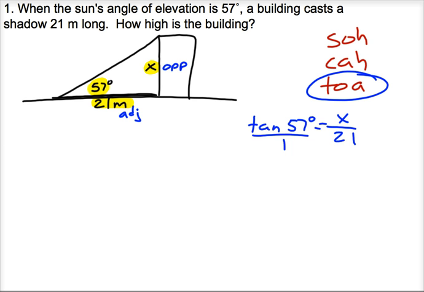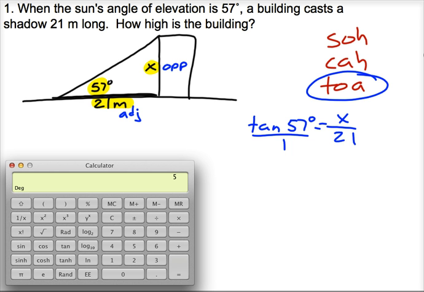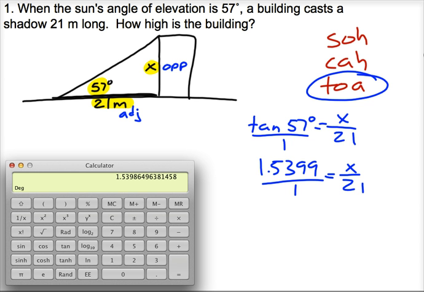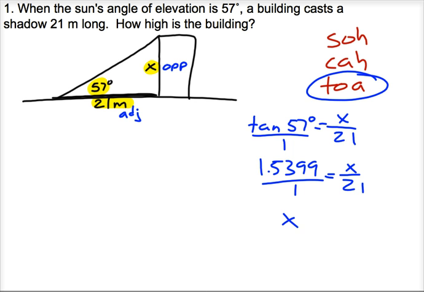And I'm just going to cross multiply. So let's see what the tangent of 57 is. 1.5399. And if I cross multiply that, I'm going to get that. And I think for a distance, let's round to the nearest tenth on this, I would get 32.3. So the height of the building would be 32.3 meters.